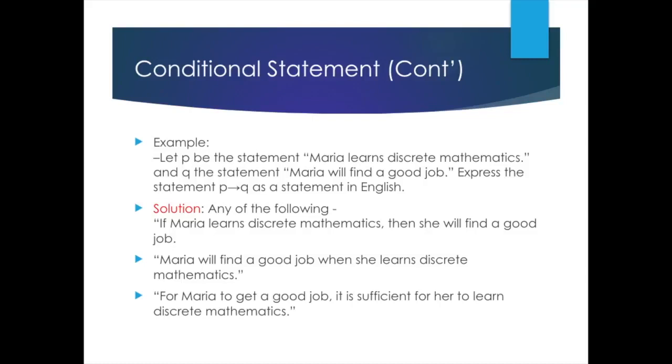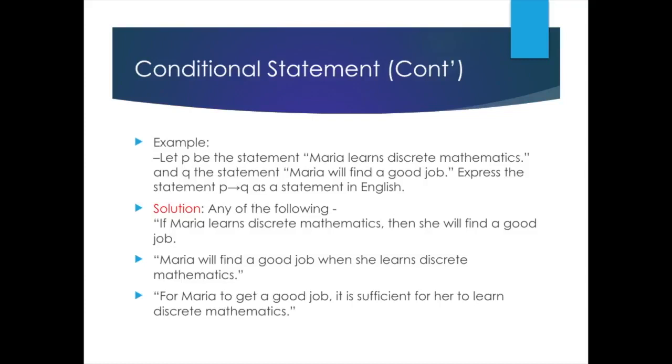So let P be: Maria learns discrete mathematics. This is only one single statement. And Q: Maria will find a good job. So here I'm giving a proposition. If you do this course, you will be a research scientist in Google. This is my proposition. And I give a hypothesis that my course is a mandatory skill for you to accelerate in your career path. Now let us see how we can interpret this in simple English.